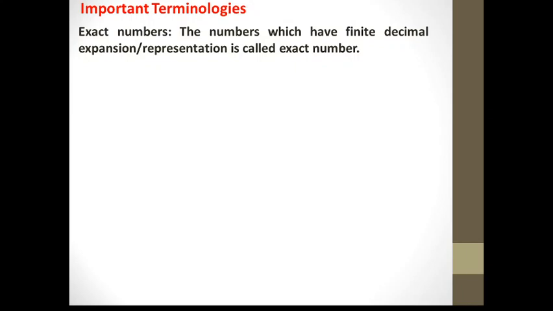So basically, in numerical computation, we have two types of numbers: exact numbers and approximate numbers. So what is an exact number? The numbers which have a finite decimal expansion or representation are called exact numbers. Whereas the numbers which do not have a finite decimal expansion or representation are called approximate numbers. So this is an example of exact numbers, right? You can see here all these numbers have a finite decimal representation.